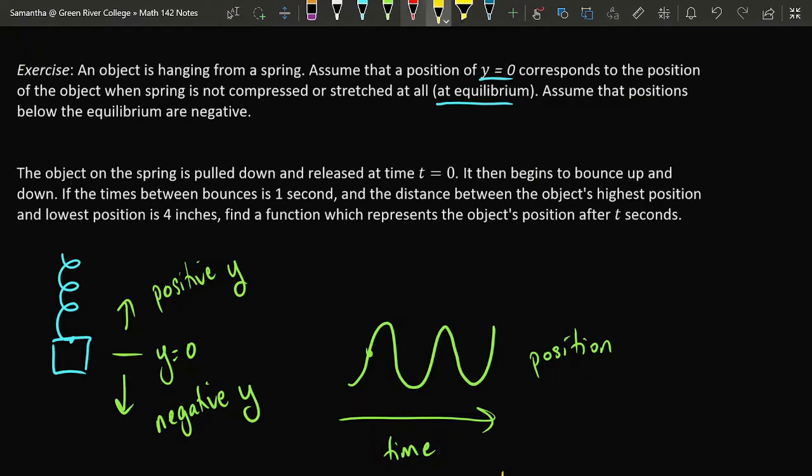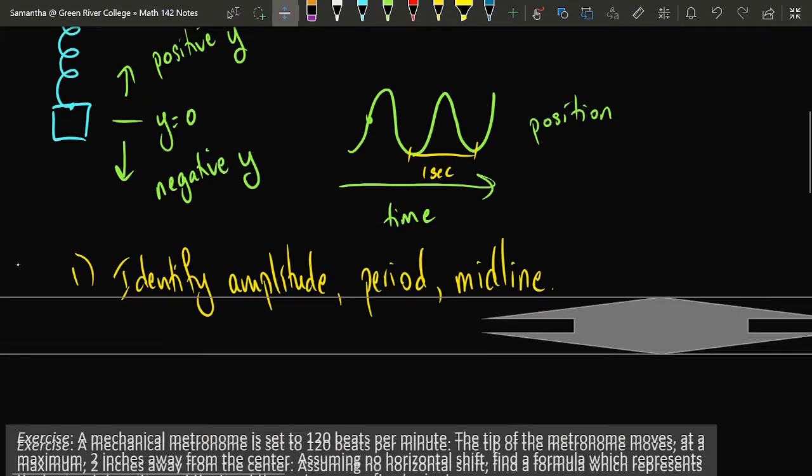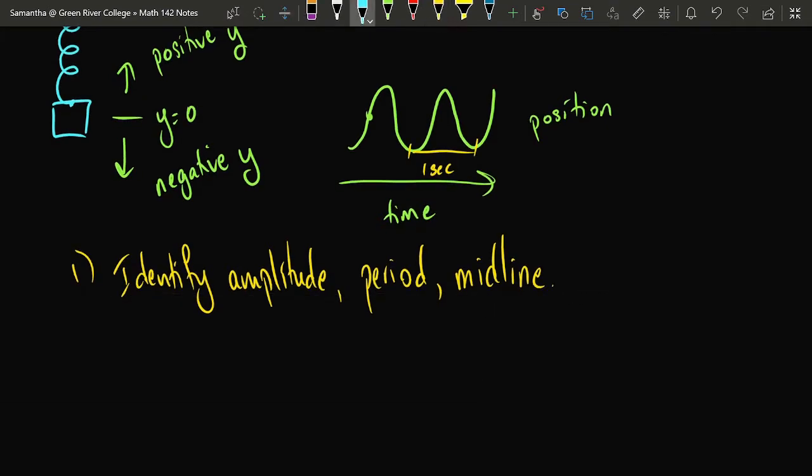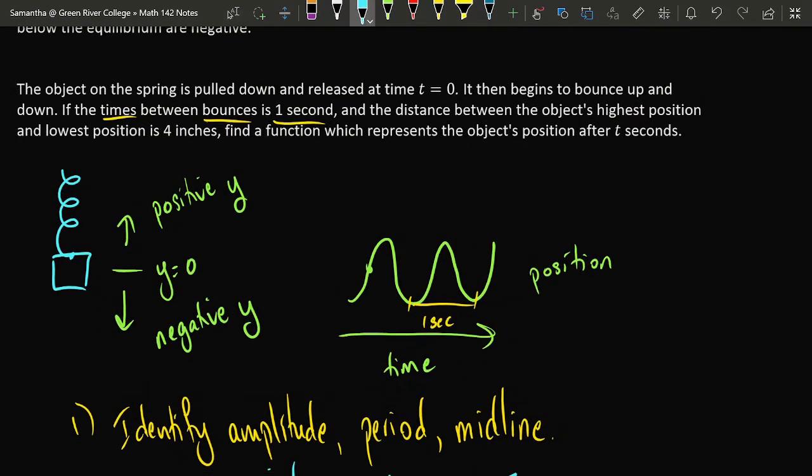So they say, all right, the time between bounces is 1 second. So from one bounce to another, 1 second of time has elapsed. So from that, we get the period of the wave. It takes 1 second, 1 in the units of seconds, for the bouncing object to complete one full cycle of motion, to go up and then back down again.